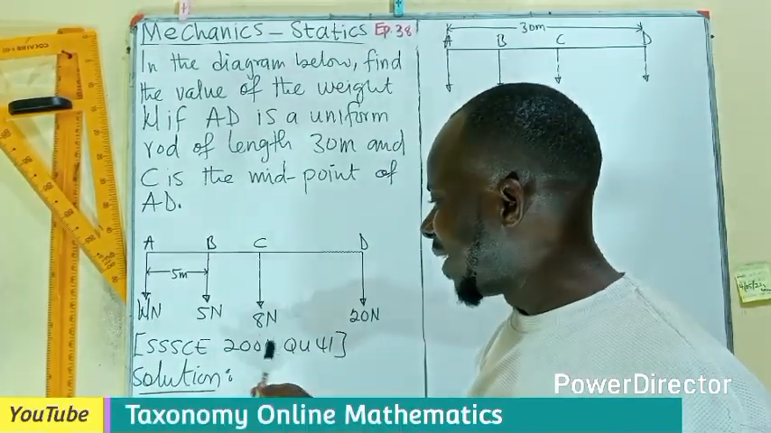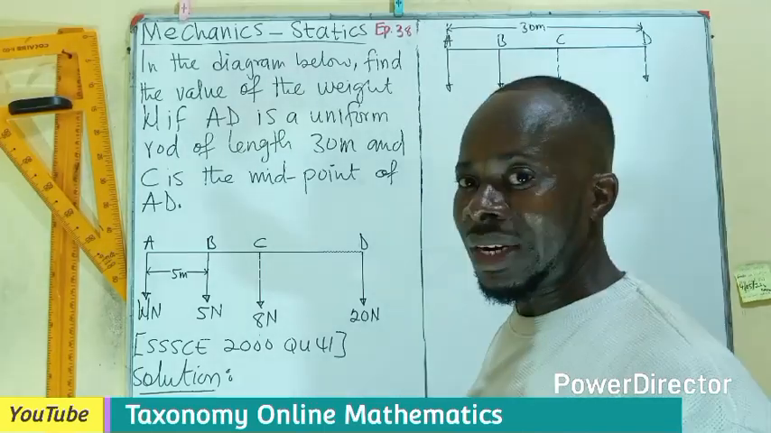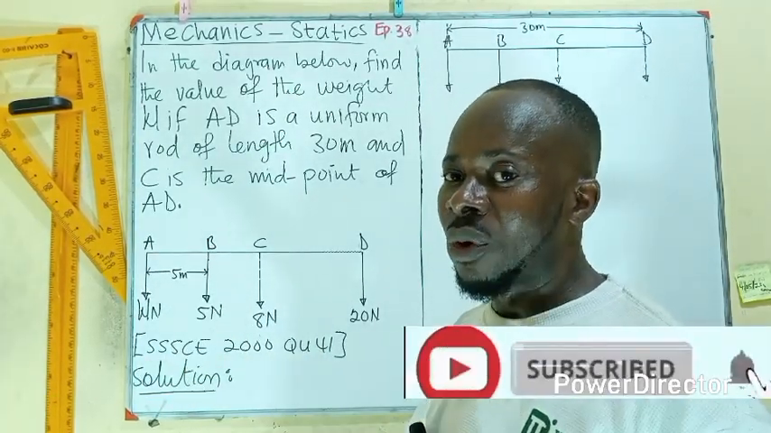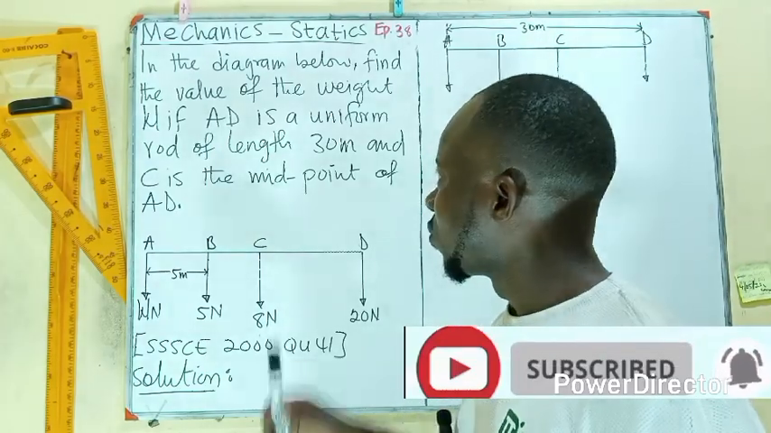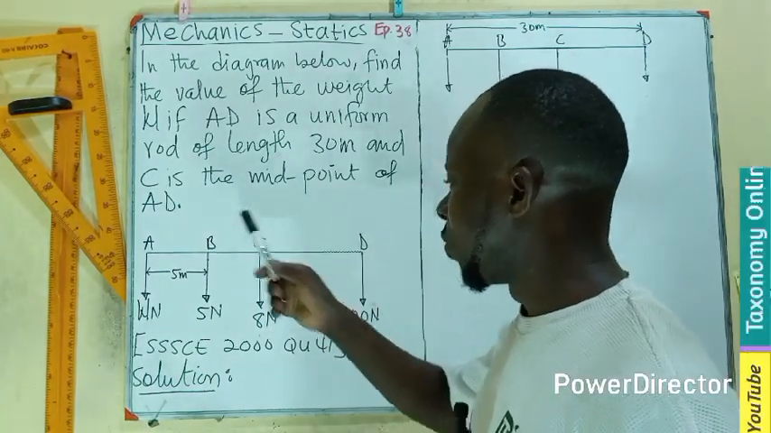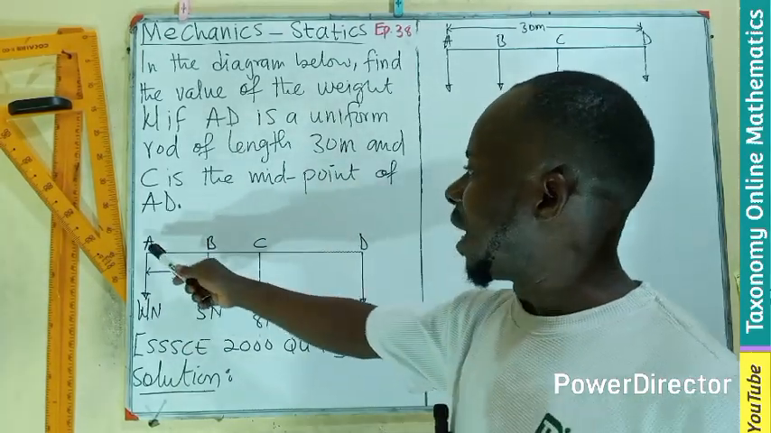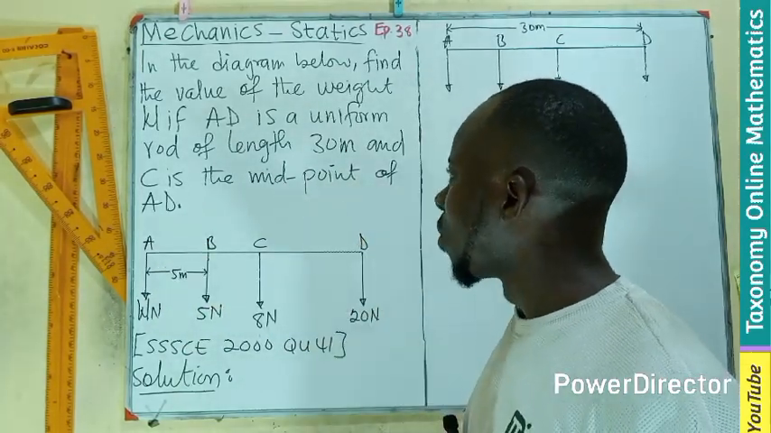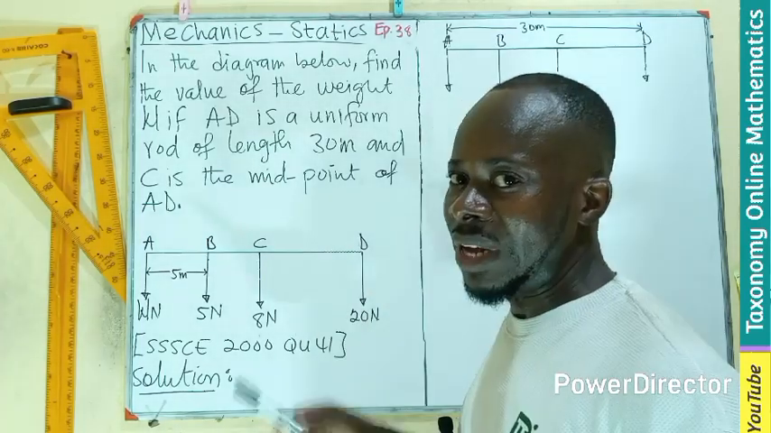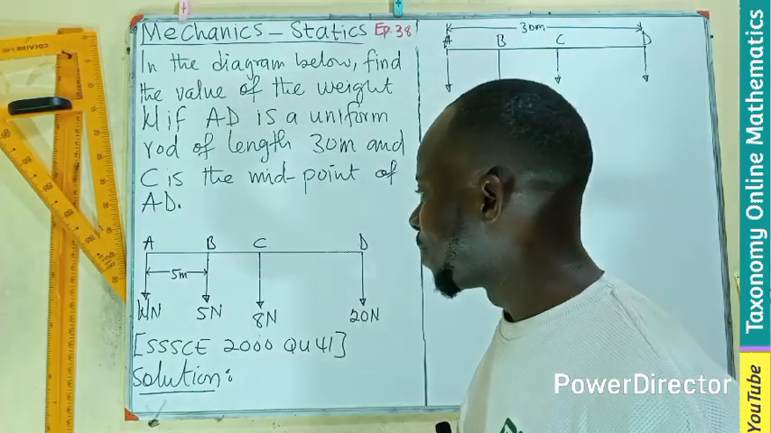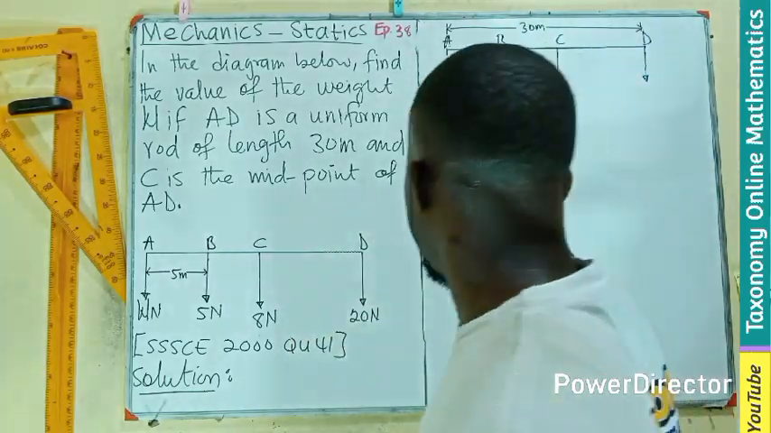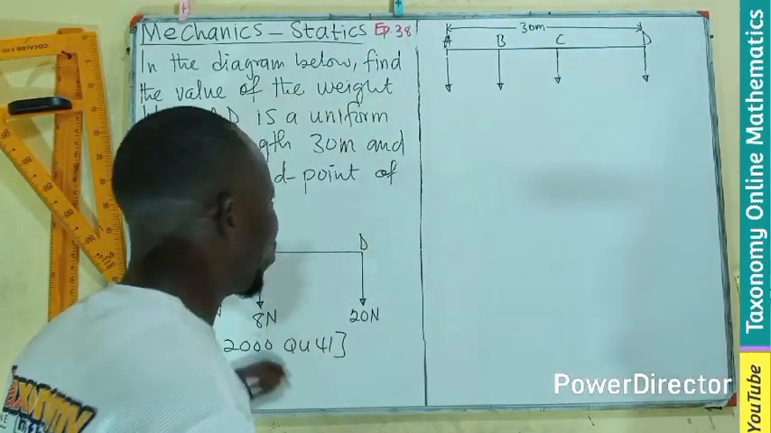The WASSCE SSC 2000 question 41, as part of the revision we are doing on the episode we did on static mechanics. In the diagram below, we are to find the value of the weight W. AB is a uniform rod of length 30 meters, with C being the midpoint of the length of AD. This is a moment question, so let's redraw the diagram and fix in the values that we need.